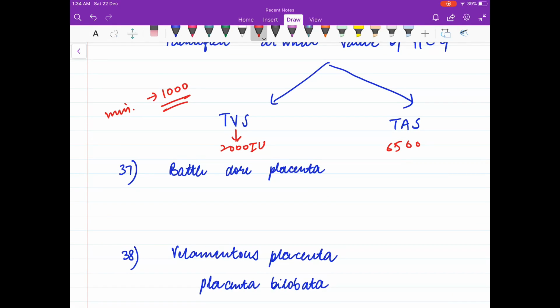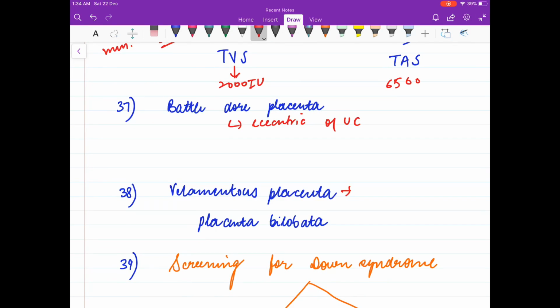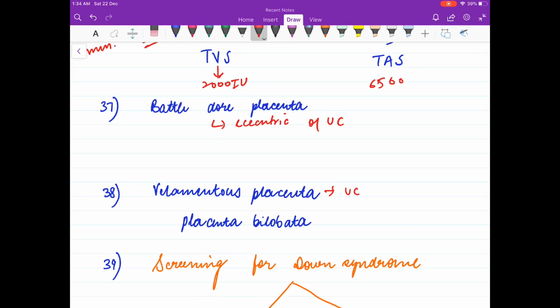Battledore placenta is eccentric attachment of umbilical cord. Filamentous placenta is when the umbilical cord is attached to fetal membranes instead of the chorionic plate.